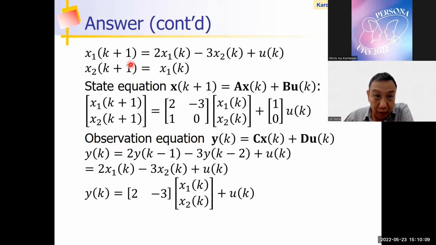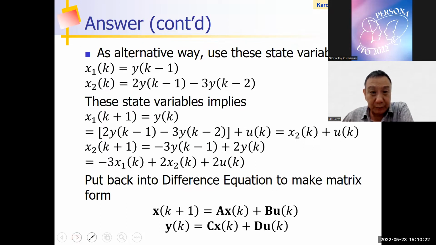So once you can put any difference equation into this form, the state equation and observation equation, then you can solve it using a computer. Look, the representation is not unique. It's up to you to decide. So this is another example, an alternative way.